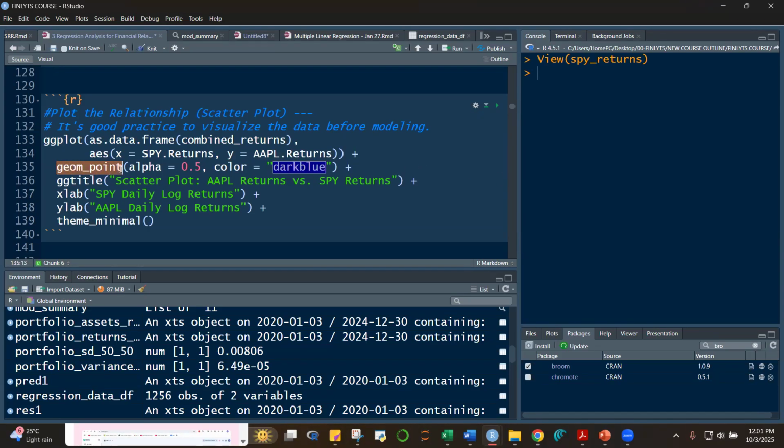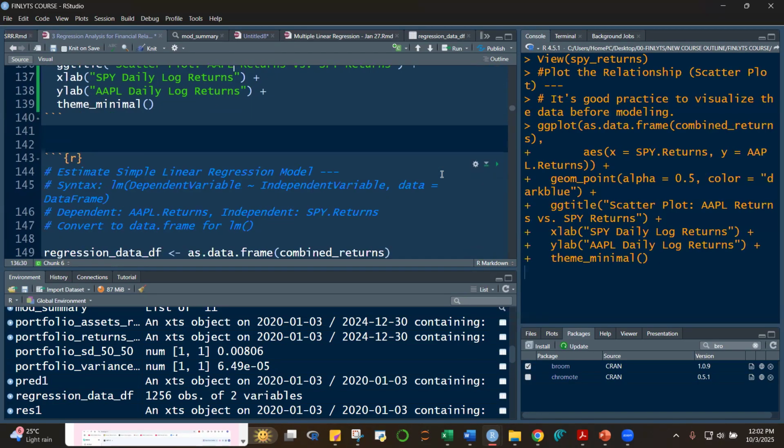And then the shape here, we're saying point. So this is for your scatter plot. Okay? And alpha has something to do with jittering. I'll not discuss that now. Color is equal to dark blue. And then give it plus a title, scatter plot, Apple versus SPY, plus x-axis label, y-axis label, and then theme minimal. There are different types of themes. So when you run this, class, you'll now have a scatter plot for Apple returns and SPY returns.